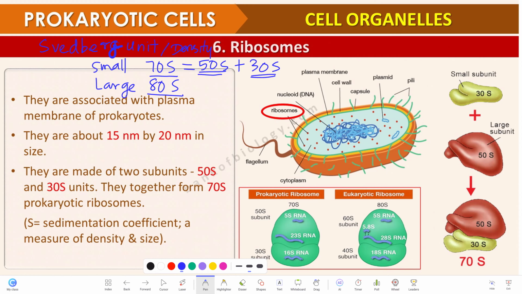Otherwise, later, slowly. Don't take up too much. Large ribosome is 80S. We will study this with the eukaryotic cell. So leave it now. What is it made up of? It's not surrounded by membrane.